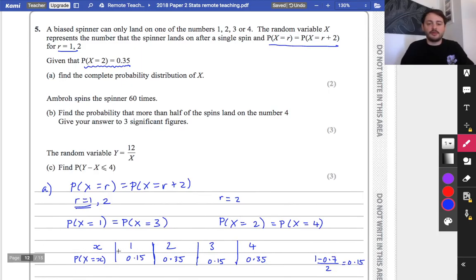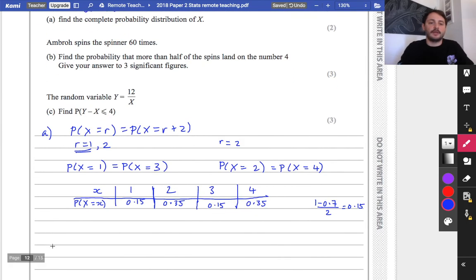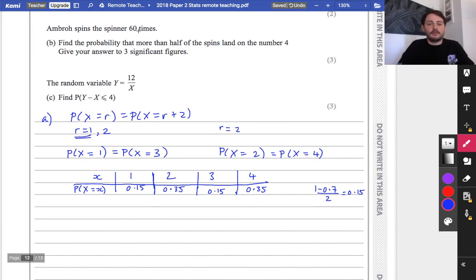This is the probability distribution of x that we have here. We've said what numbers you can get and what probabilities they have. Only 2 marks. Ambro spins the spinner 60 times. Find the probability that more than half of the spins land on the number 4. Give your answer to 3 significant figures. So again, this feels like they've put another binomial question in because they're doing it a lot of times now.